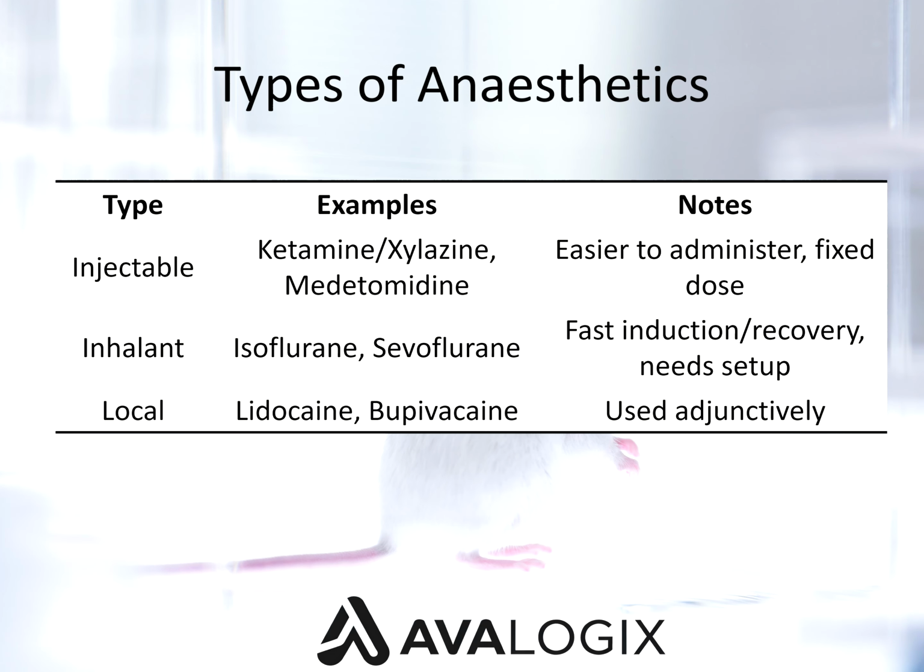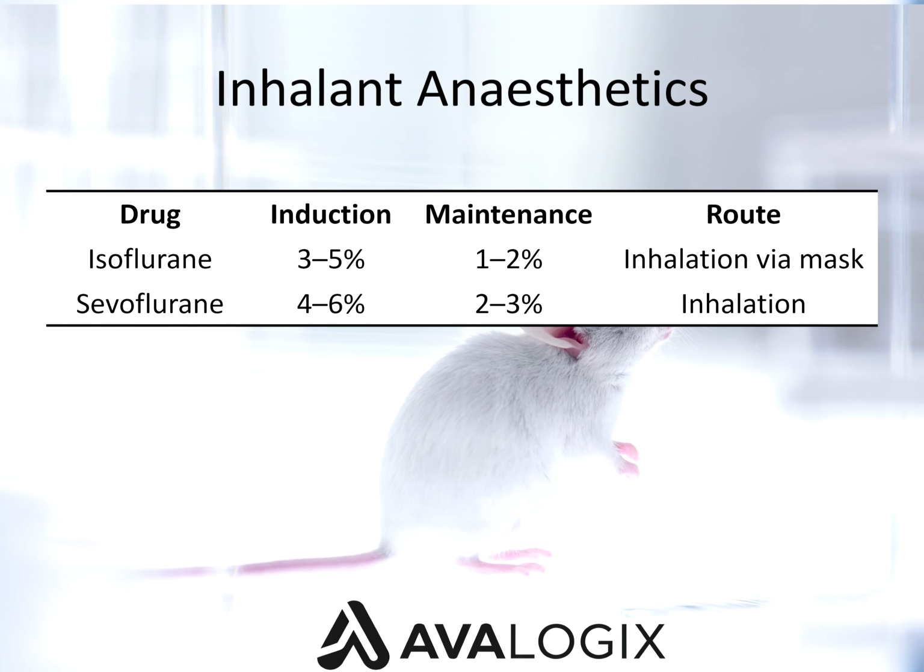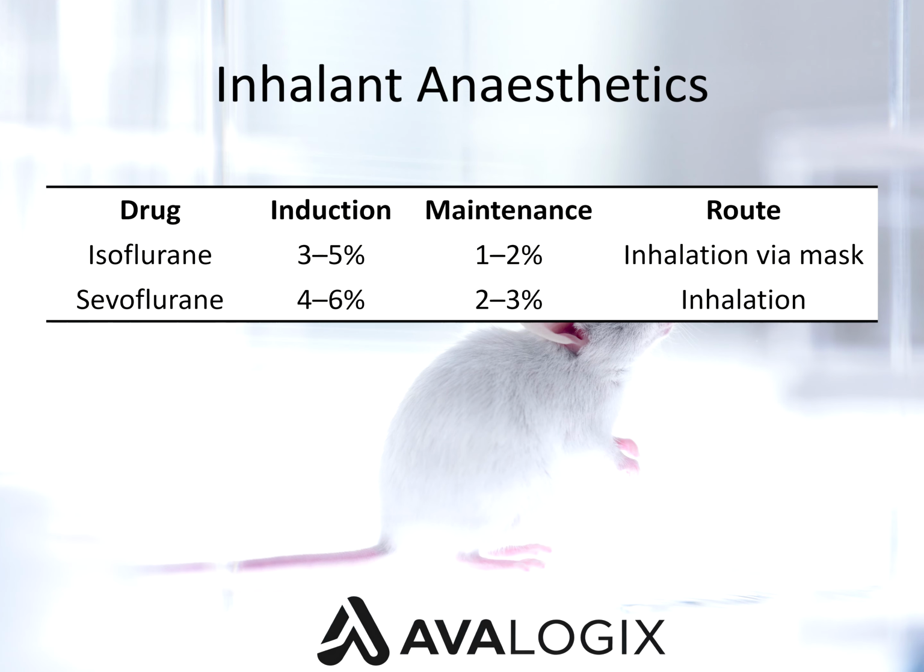Moving on to anesthesia, there are injectable agents like ketamine combined with xylazine or medetomidine, and inhalant agents such as isoflurane and sevoflurane. Local anesthetics also play a role, especially as adjuncts to systemic anesthesia. Each has different properties, advantages, and limitations that influence their use.